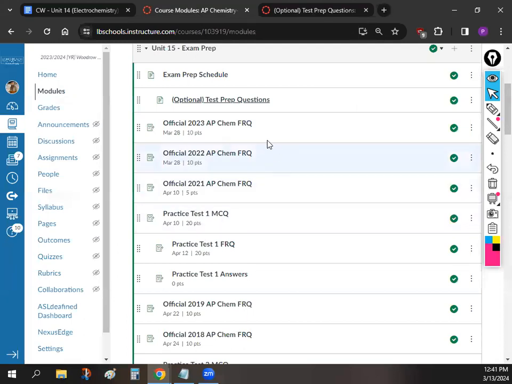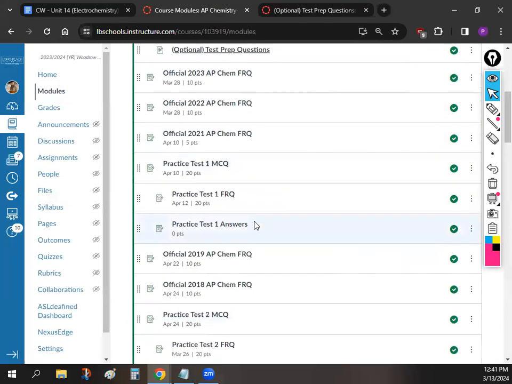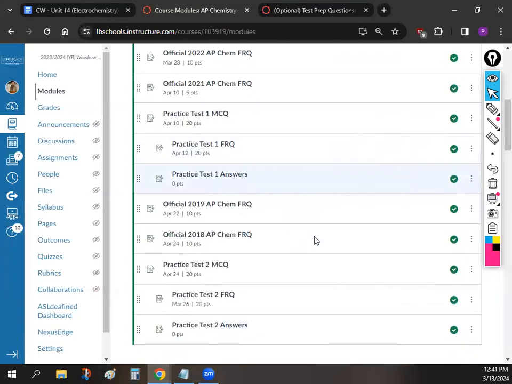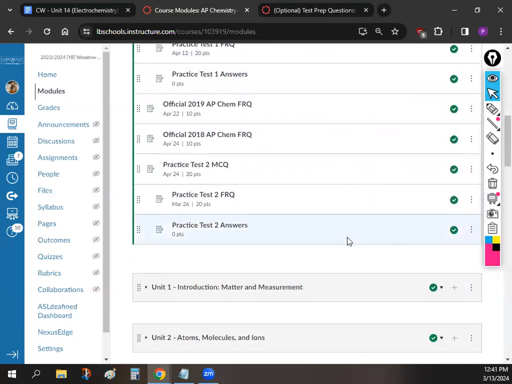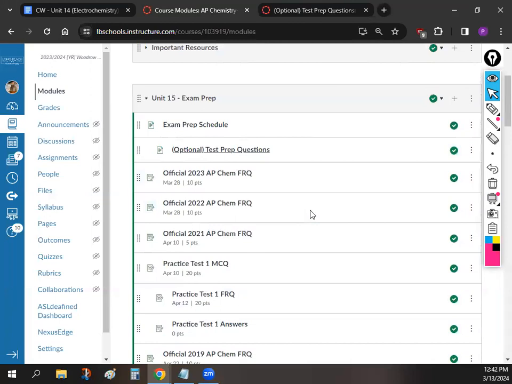Okay, so yeah, and then these are what you'll be working on in class. The tests will be 20 points each, so 40 points per practice test, so 80 points total for both of them. And yeah, that's pretty much it. Any questions on what you'll be doing until the AP test?